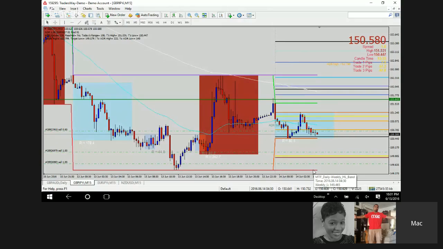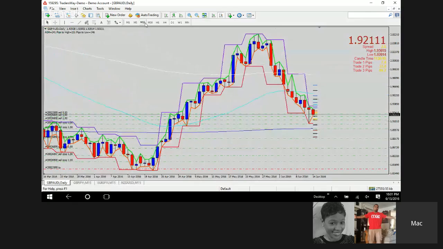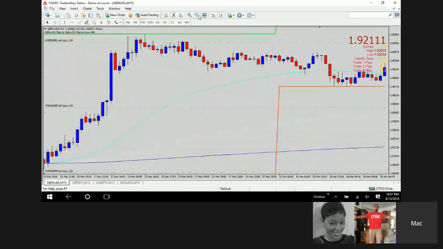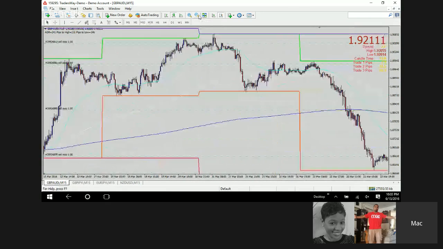What chart is this? This is GBP JPY, I think. This is the 15-minute chart. Yep. So pay attention to this pair and the GBP AUD. So basically, as soon as it goes into the blue on the 15-minute chart, we should get ready for the retracement. Hold on a second.